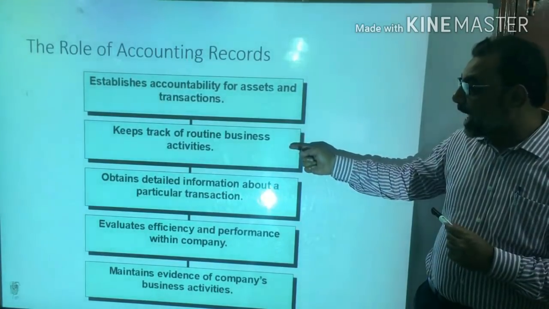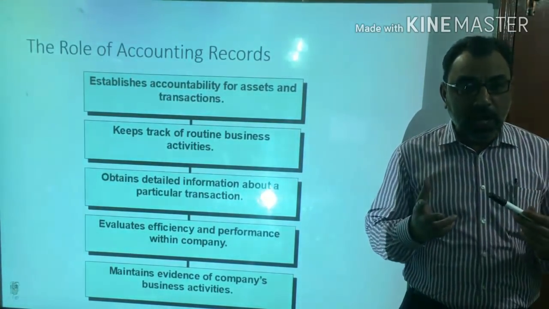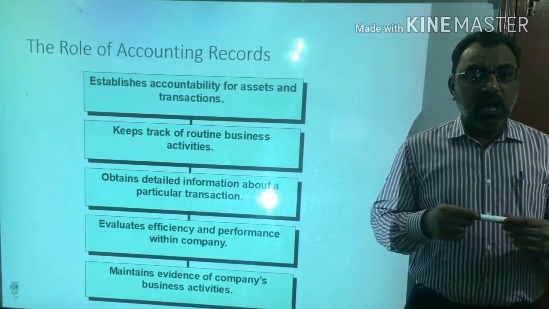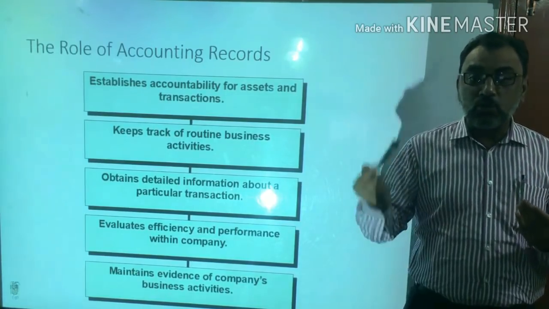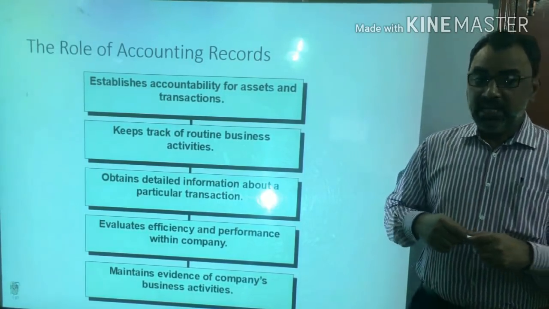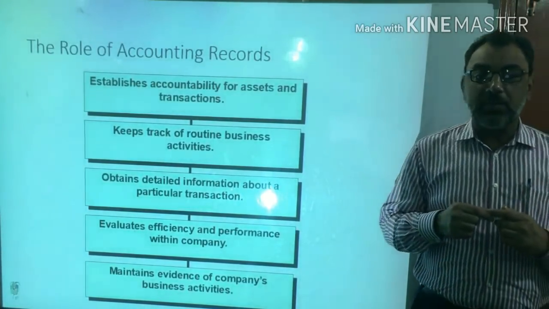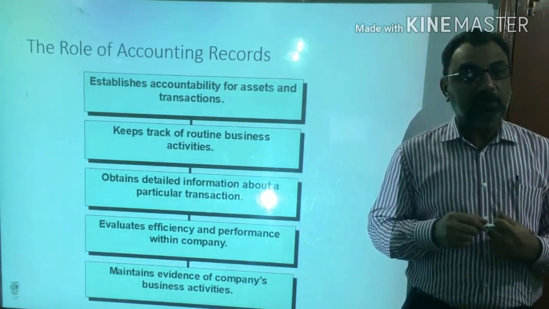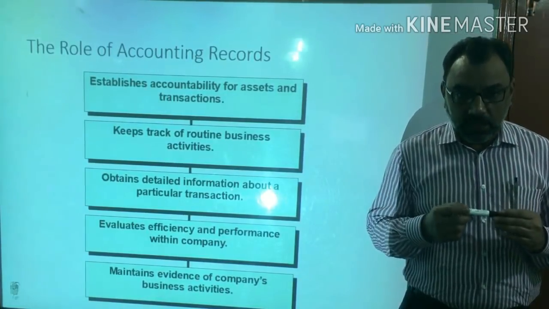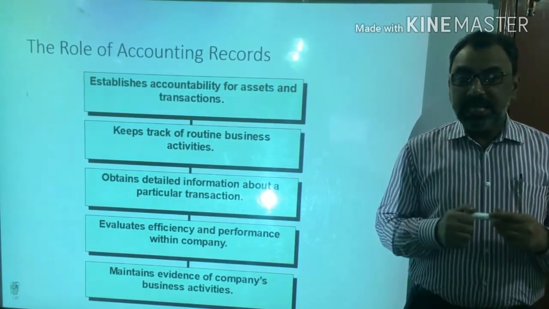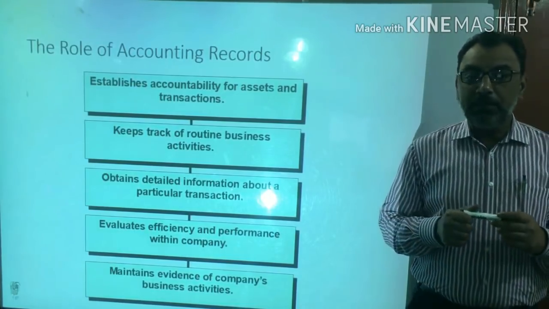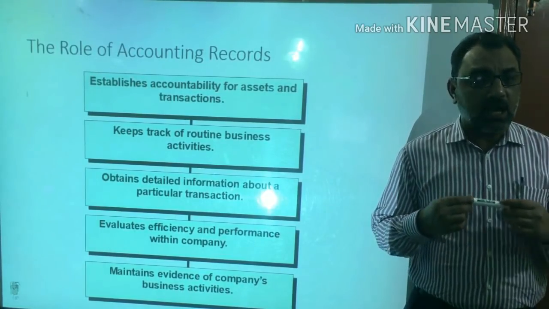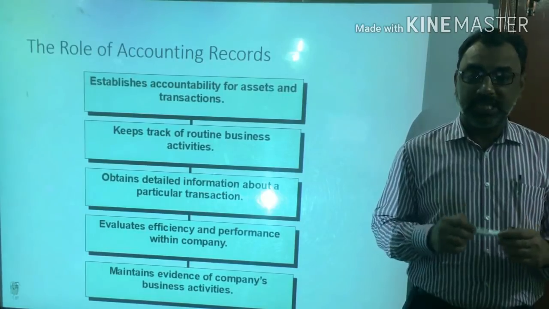Number two, keeping track of routine business activities, such as the amount of money in company bank accounts, amount due from credit customers, or amount owed to suppliers. Number three, obtaining detailed information about a particular transaction. Number four, evaluating the efficiency and performance of various departments within the organization. And lastly, maintaining documentary evidence of the company's business activities. For example, tax laws require companies to maintain accounting records supporting the amounts reported in the tax return.